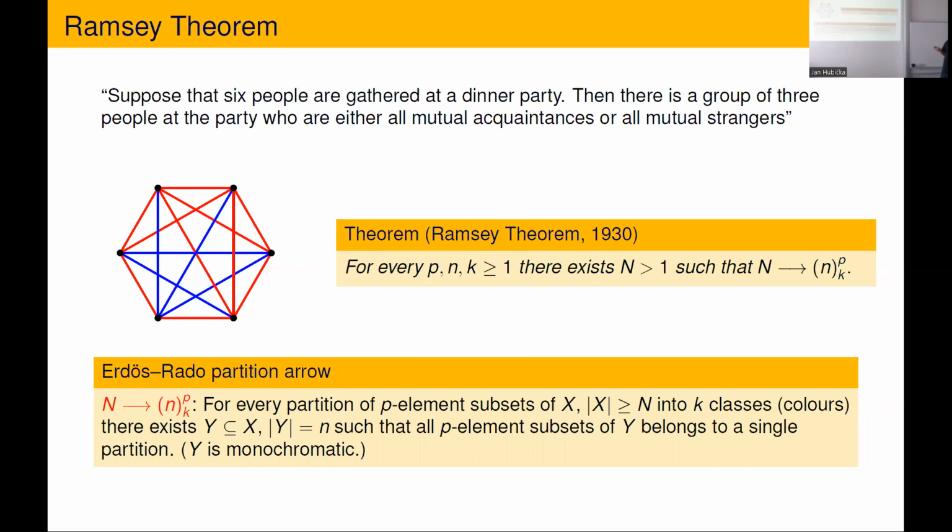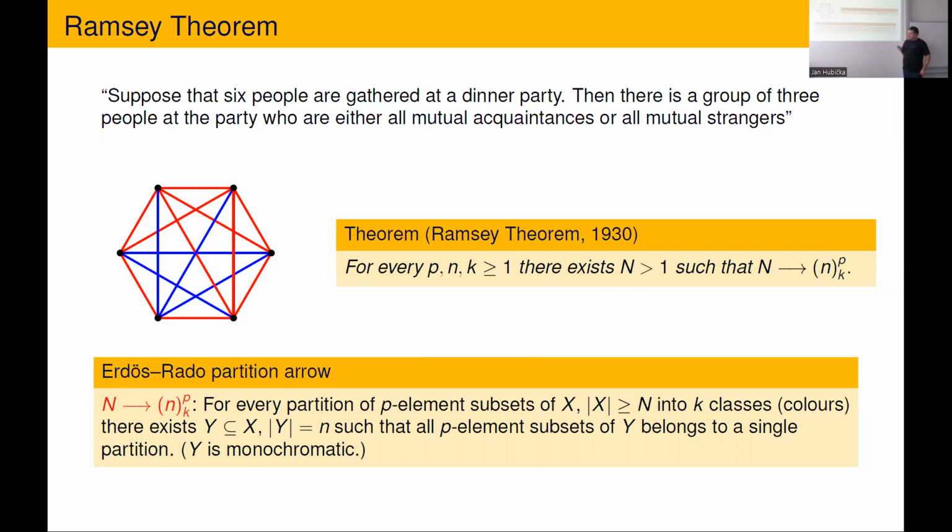So this party problem is that 6 arrows little 3, and p is 2 and k is 2. That means that I'm coloring pairs, which are the edges, in 2 colors, and I'm able to find a monochromatic triangle, which is a subset of size 3. So probably many of you know this theorem. If not, it's a fun theorem.